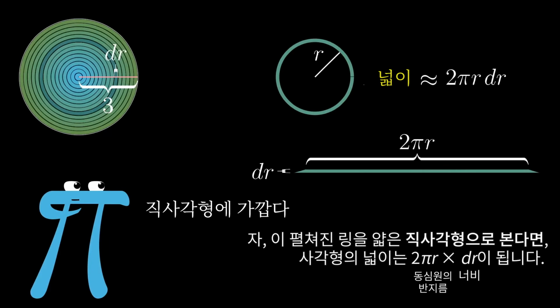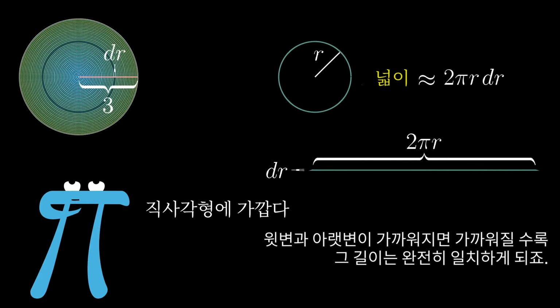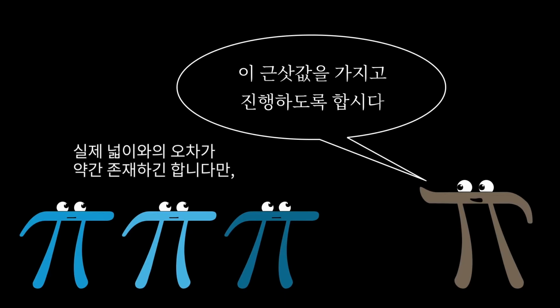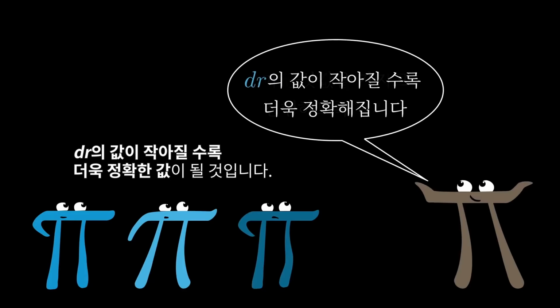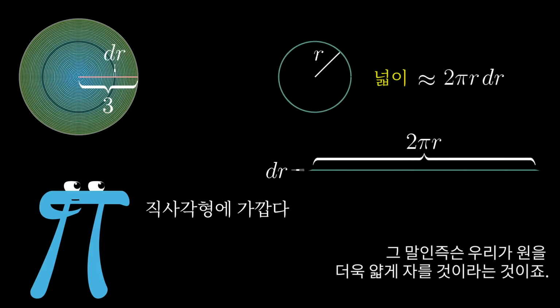So, approximating this unwrapped ring as a thin rectangle, its area is 2 pi times r, the radius, times dr, the little thickness. And even though that's not perfect, for smaller and smaller choices of dr, this is actually going to be a better and better approximation for that area, since the top and the bottom sides of this shape are going to get closer and closer to being exactly the same length. So let's just move forward with this approximation, keeping in the back of our minds that it's slightly wrong, but it's going to become more accurate for smaller and smaller choices of dr. That is, if we slice up the circle into thinner and thinner rings.